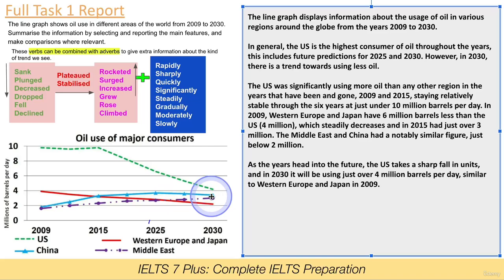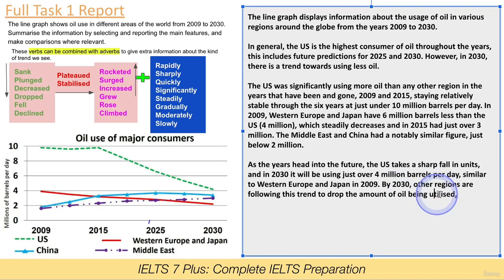China is also decreasing by 2030. So is Western Europe and Japan. And the Middle East is increasing. So we could say by 2030, other regions are following this trend to drop the amount of oil being utilized, including China and Western Europe again and Japan.